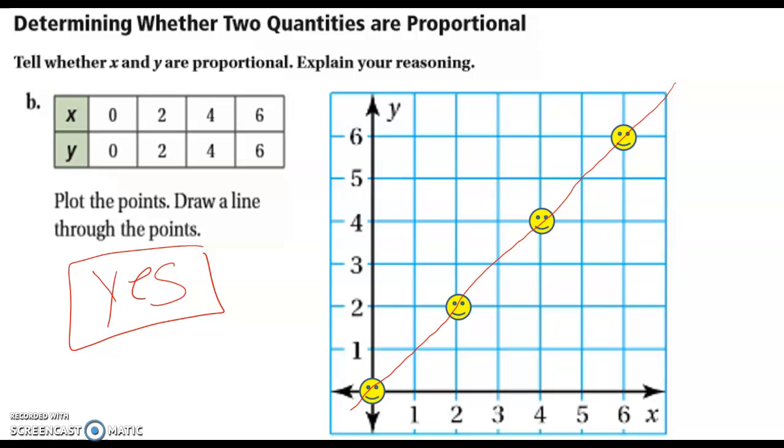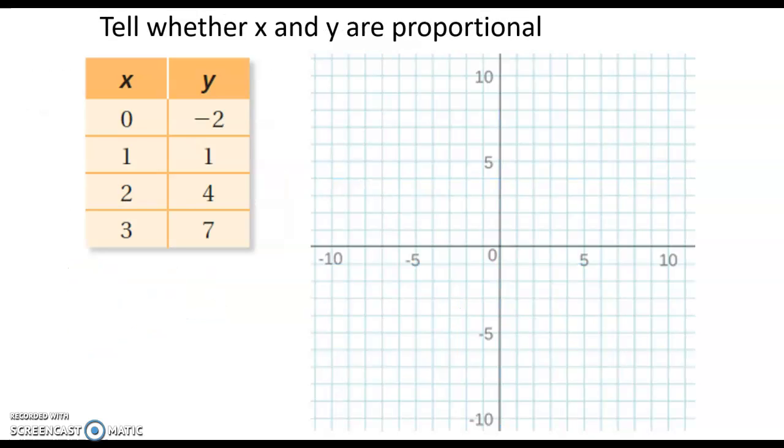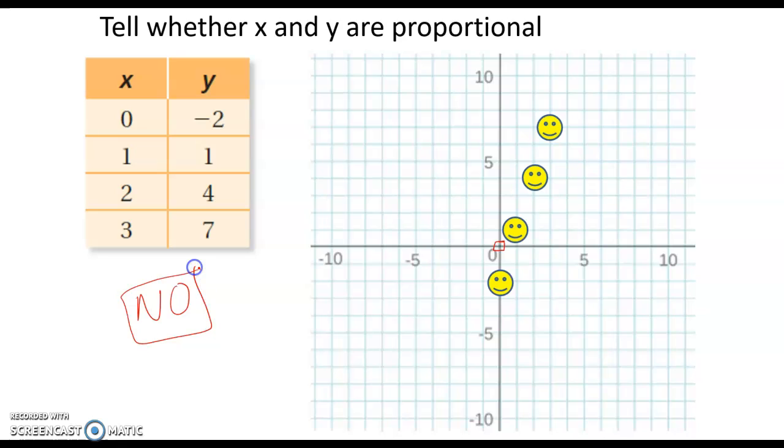So turn your page now. And we're going to go ahead and graph this one. So 0, -2, 1, 1, 2, 4, and 3, 7. So if we notice, it does not hit the 0, 0. It's close, but it does not hit it. So this one would be no. You can also tell if there's a 0 here in x, 0 would have to be for y for it to be a yes.